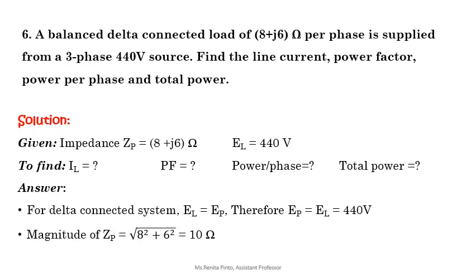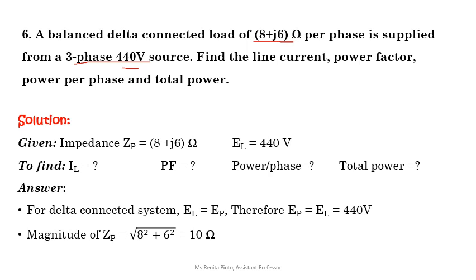Next is the sixth question. A balanced delta connected load of 8 plus J6 ohms per phase is supplied from a 3-phase 440 volt source. Find the line current, power factor, power per phase and total power. So what they have done is they have given you the load 8 plus J6 ohm per phase from a 3-phase 440 volt source. 440 volt is nothing but the line voltage. You have to find out line current IL, power factor cos phi, power per phase and the total power.